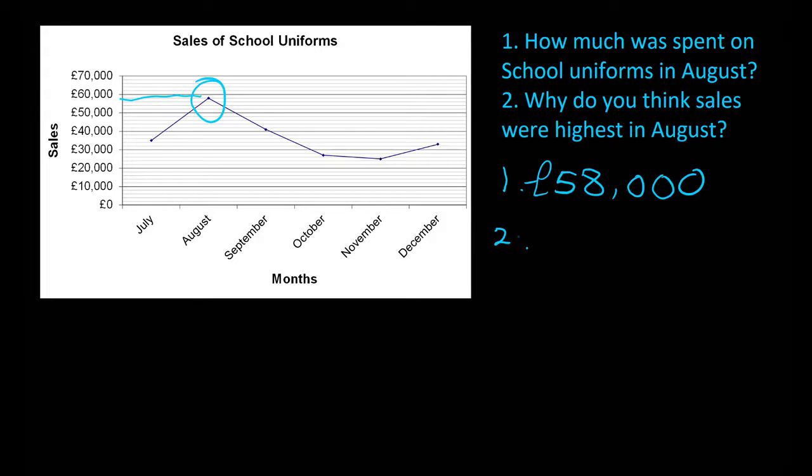So actually the graph in itself is not going to help us here, because this is a real world answer that they're looking for. So this is about the sales of school uniforms. If we use our real life experience, why would sales be higher in August? Because school starts in September.